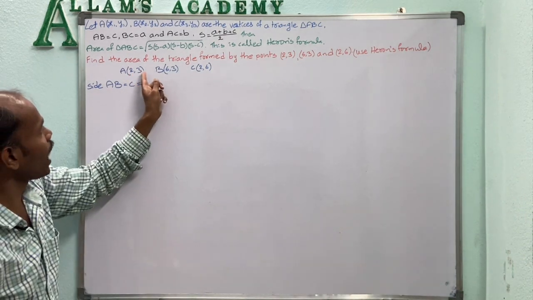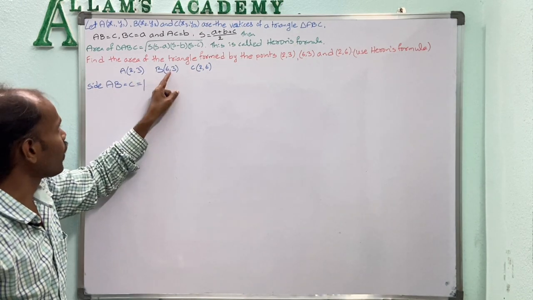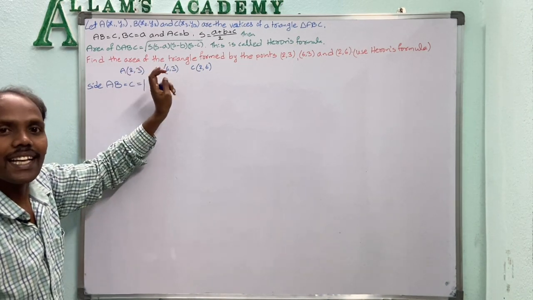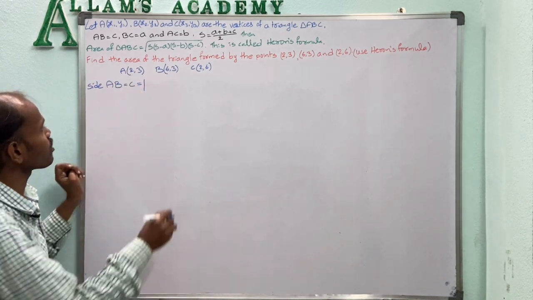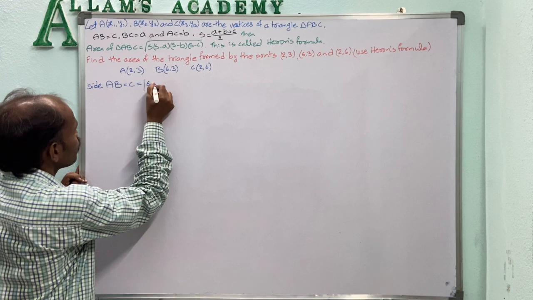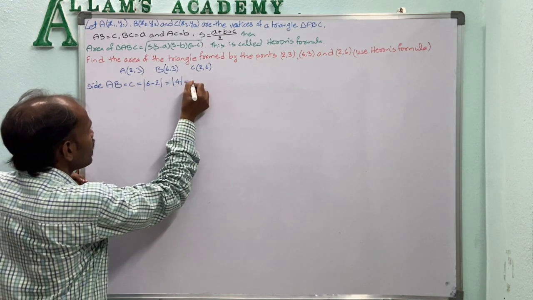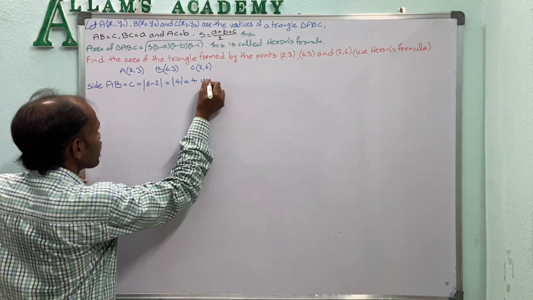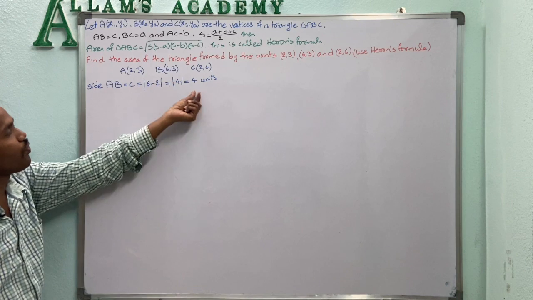So here if we observe these two points, the y coordinates are equal. So if the y coordinates are equal, then the distance between the two points is x2 minus x1, that is |6 minus 2|, which is |4|, equal to 4 units. So the c side is 4.